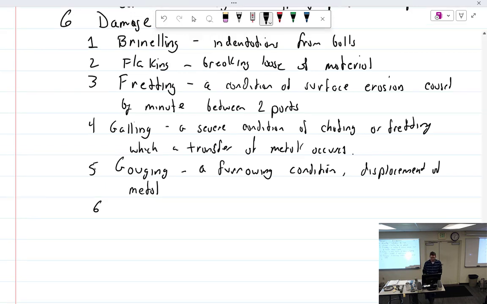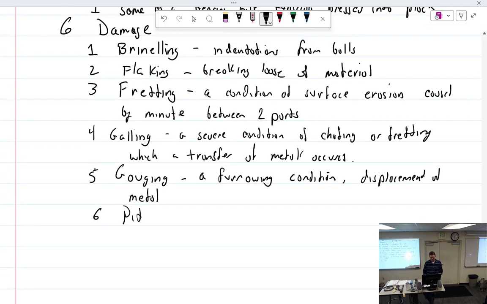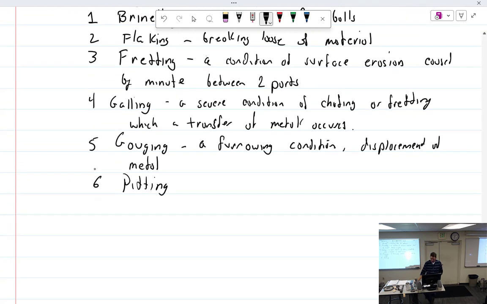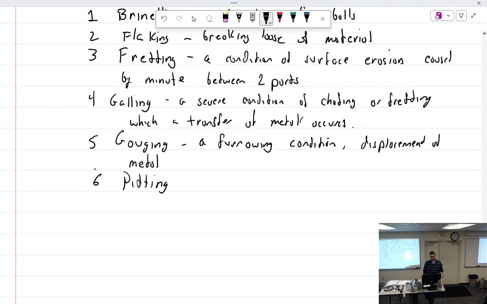Let's see, six. Pitting. Okay, pitting's a real one. They're all real, but pitting. What is pitting? That's an easy one. Corrosion. Yeah, corrosion. Again, the definitions are like small hollows of irregular shape in the surface, usually caused by corrosion or minute mechanical chipping of surfaces. Pitting. So corrosion. Small craters.